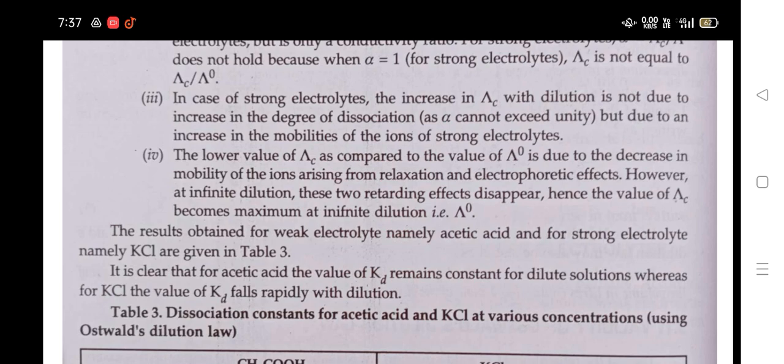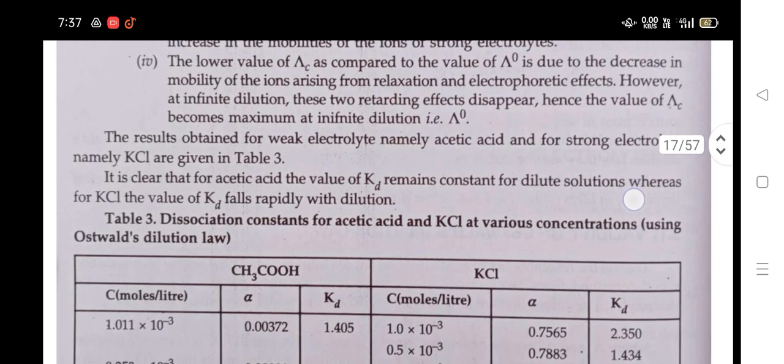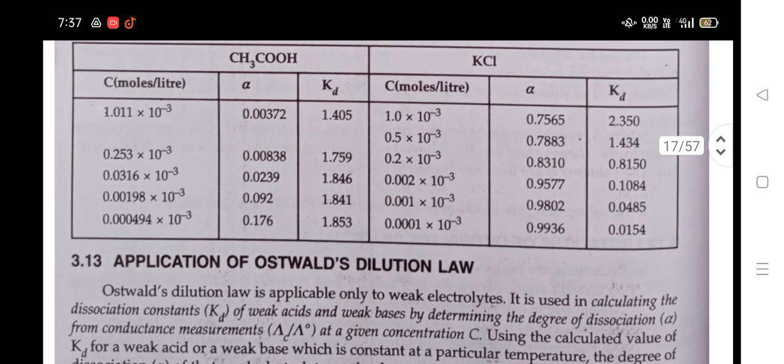The results obtained for a weak electrolyte, namely acetic acid, and for a strong electrolyte, namely KCl, are given here. It is clear that for acetic acid, the value of Kd remains constant for dilute solutions, whereas for KCl, the value of Kd falls rapidly with dilution.